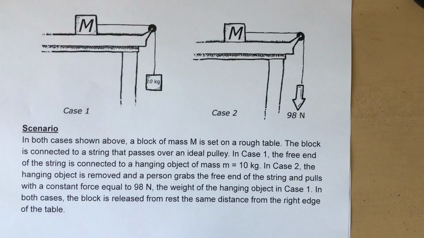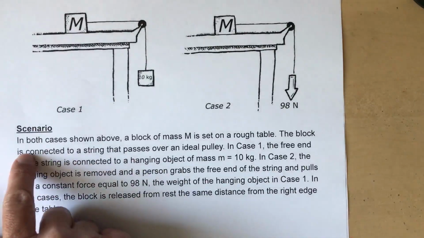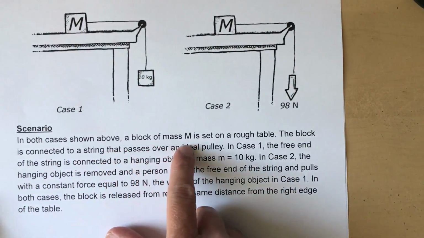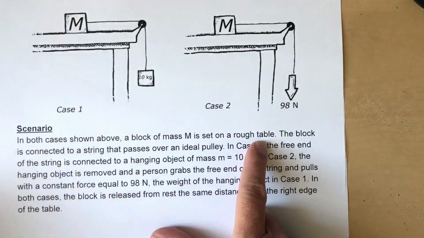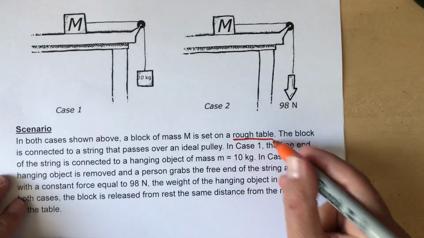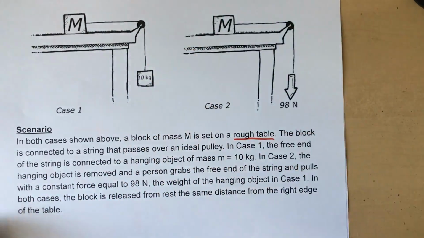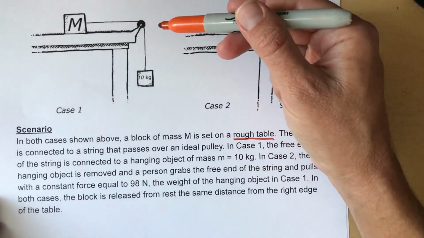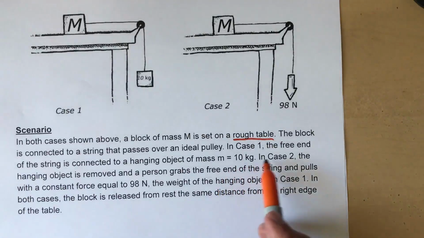This one is 2K, acceleration of systems. So they say, scenario, in both cases shown above, a block of mass capital M is set on a rough table. So that means that there is friction back the other way. That's important. The block is connected to a string that passes over an ideal pulley. That means there is no friction in the pulley, and the pulley basically has no mass either, so we don't have to worry about that.